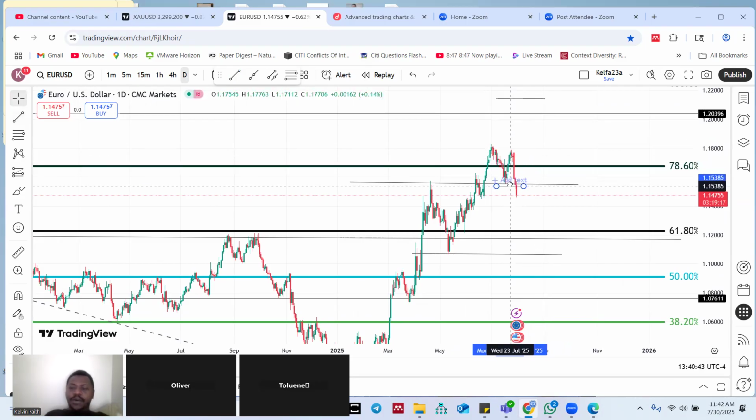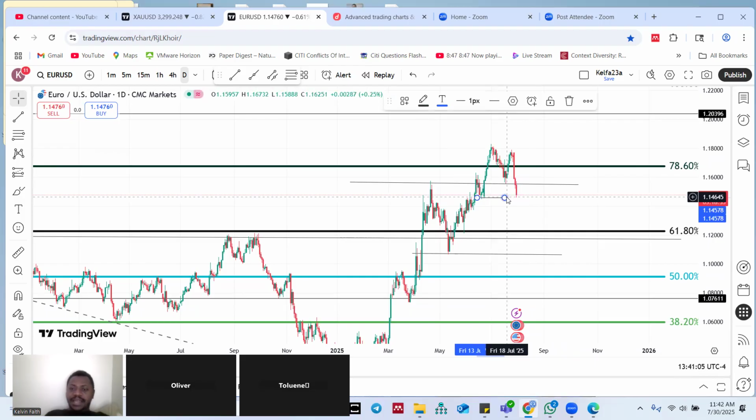We wait for a change in character. Change in character. What is the last low that led to this failure? It is this area. This is the last low on the higher time frame. Price impulsively drops down to invalidate it, to take it out. And it's trading into this area right now.